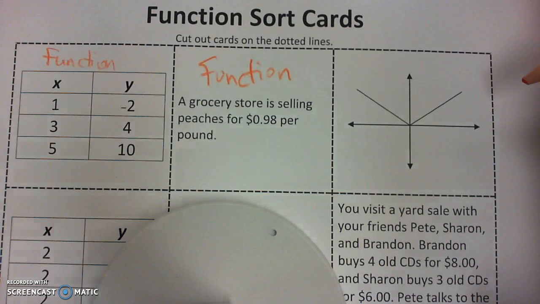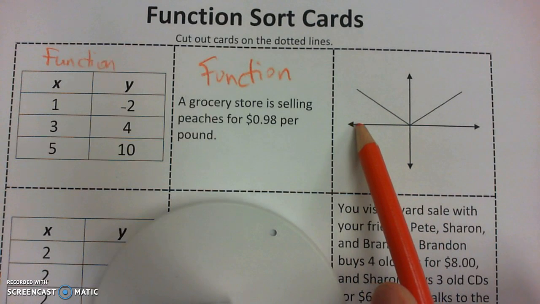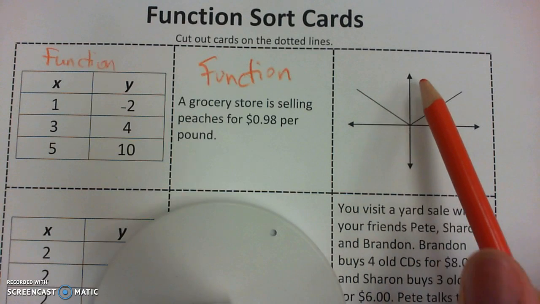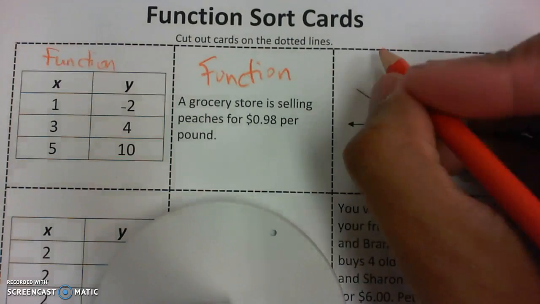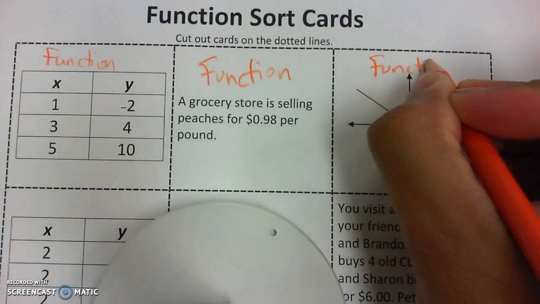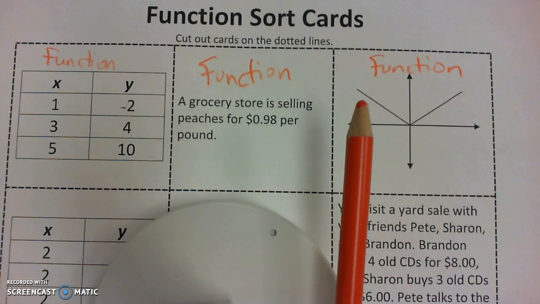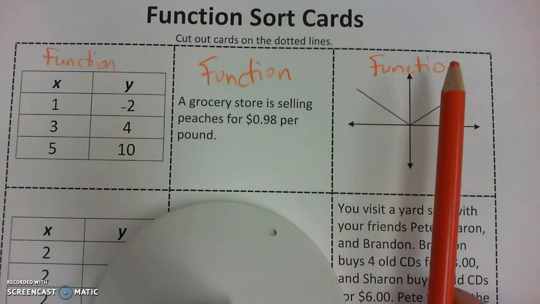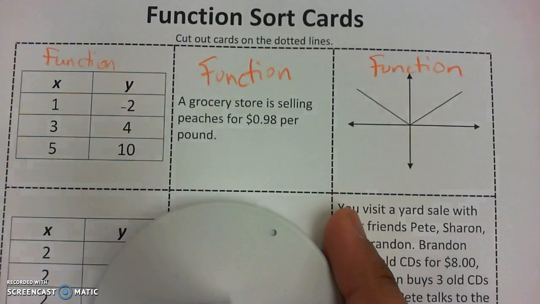If I look at this graph over here, this graph is an absolute value graph, but even if you didn't know that, I'm looking along my x-axis, and I'm looking to see if each x value only has one y value. And as I look along this, I see that each x only has one y value, so this is also a function. When you have a graph, you can do something called the vertical line test, where you take a vertical line and you move it across the graph, and you see if your line hits that graph in more than one spot. And in this case, it does not.